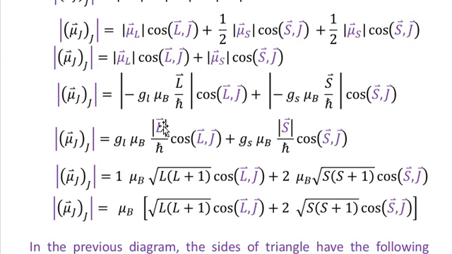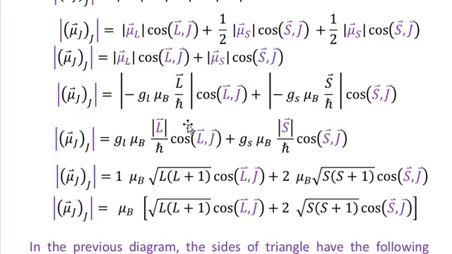Now you see that you can take some of the quantities outside the magnitude sign, and since I am going to take the magnitude, the negative signs will disappear. So I have GL mu B into the mod of vector L over H bar, and then the cos of L comma J. And similarly, the second term is plus GS into mu B into the magnitude of the vector S divided by H bar into cos of S comma J.